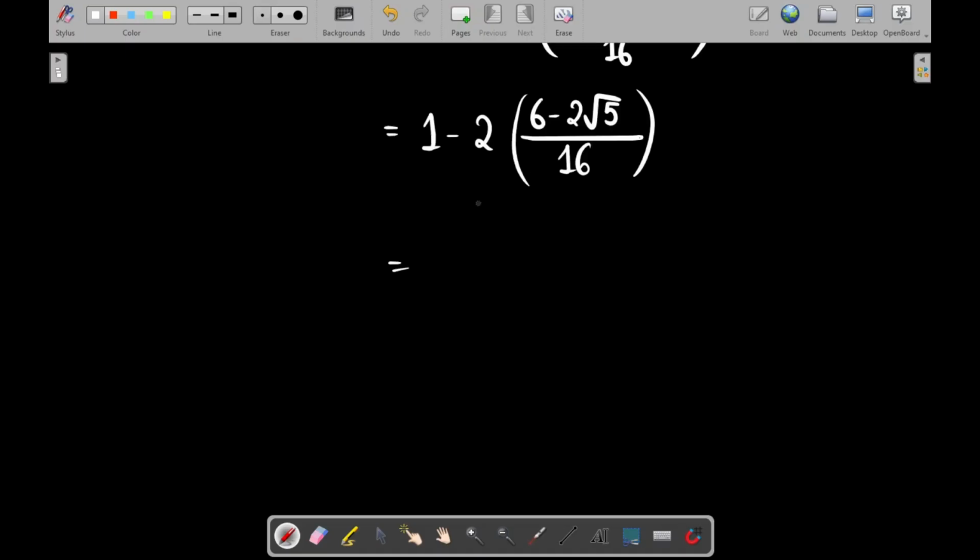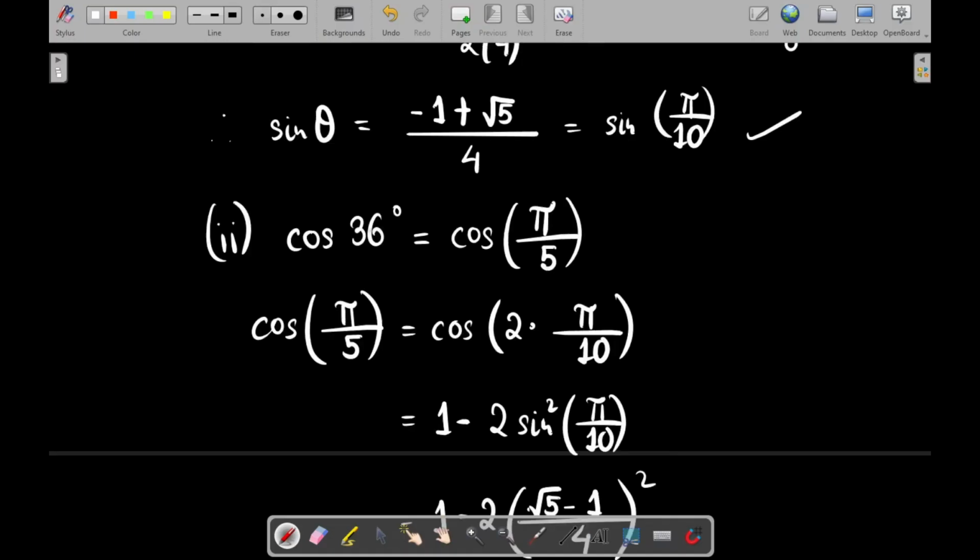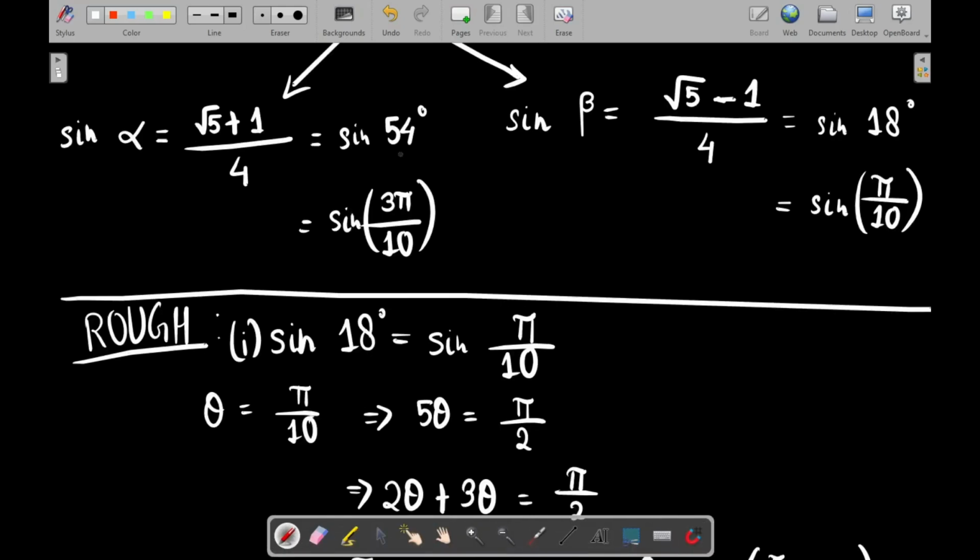If I take the LCM here, this will become 16 minus 2 times 6, which is 12, plus 2 times 2 root 5, which is 4 root 5, divided upon 16. So this becomes 4 plus 4 root 5 upon 16. On dividing both numerator and denominator by 4, this becomes 1 plus root 5 by 4. But this was the value of cos 36 or cos pi by 5, right? We wanted to find the value of sine 54 degree.